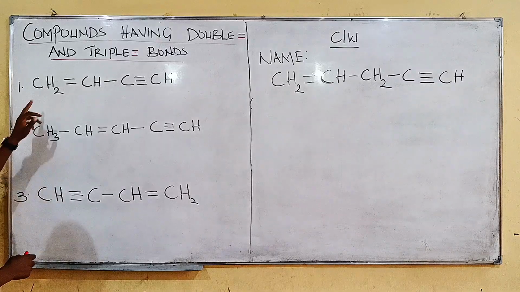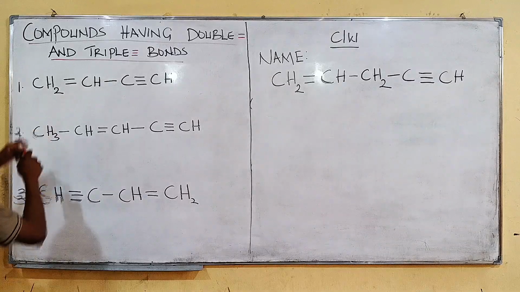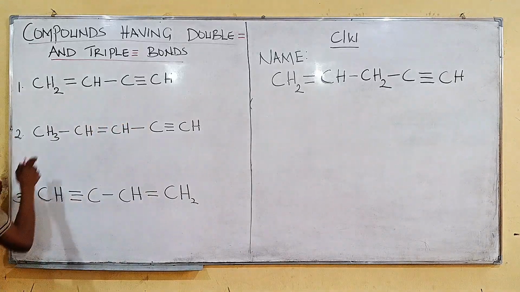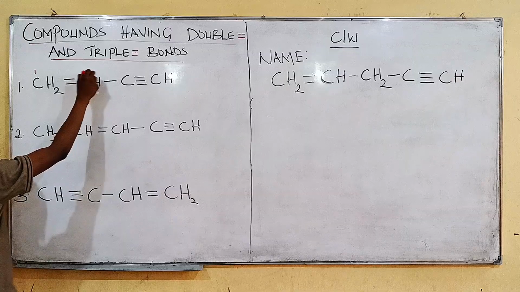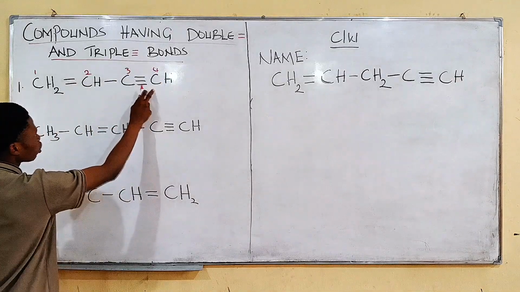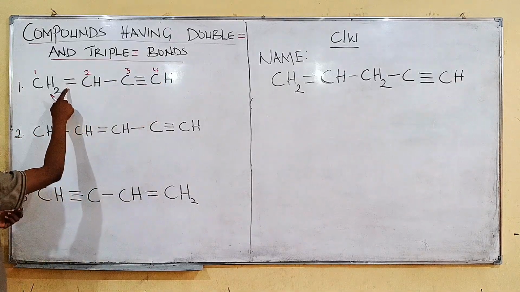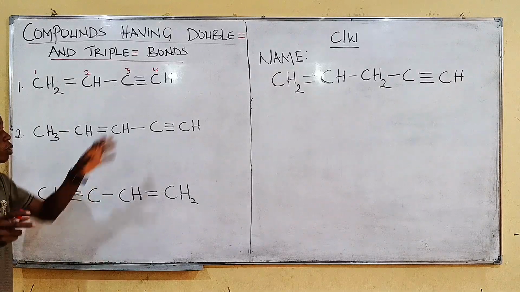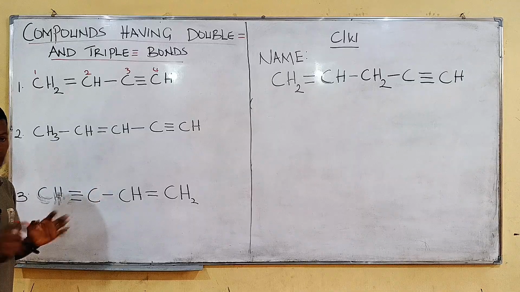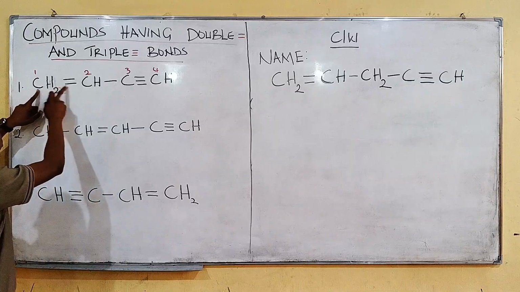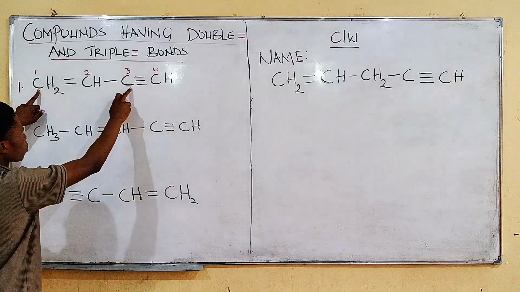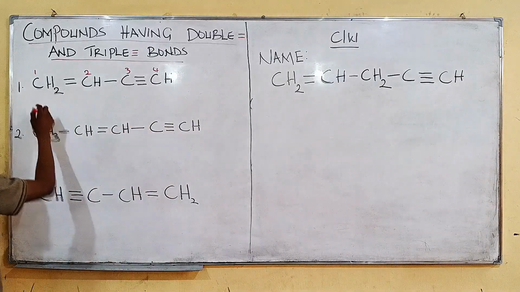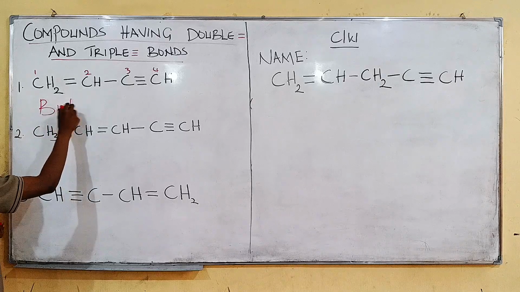If you are to name this, first, there's a double bond here and there's a triple bond here. If I'm numbering this, 1, 2, 3, 4, I can't number from here because I want to give the double bond preference. The double bond should have lower numbering compared to the triple bond. Do you understand? So the double bond now is on carbon 1 and the triple bond is on carbon 3. So the parent chain is 4 carbons, so you see it's but. So it will start with but something, but.